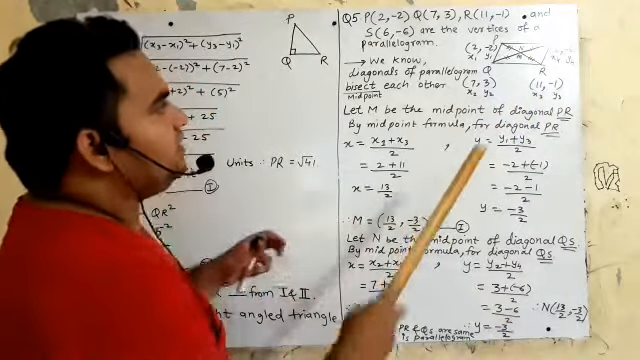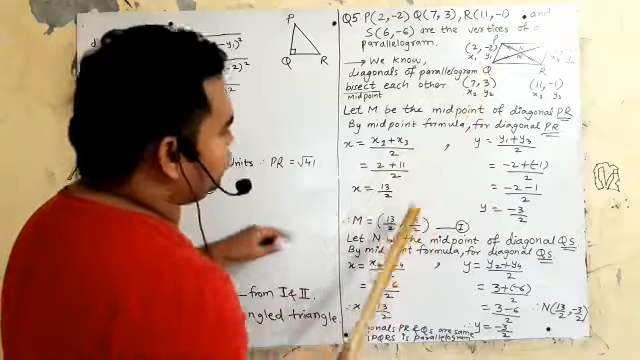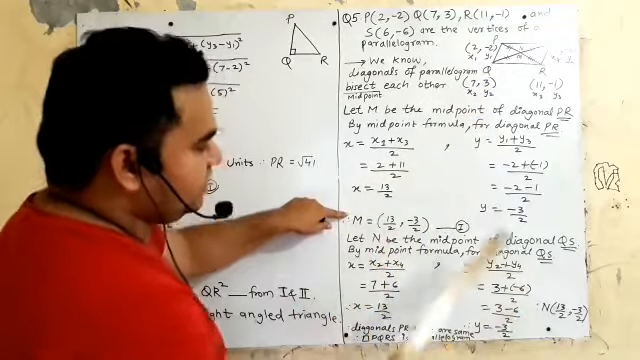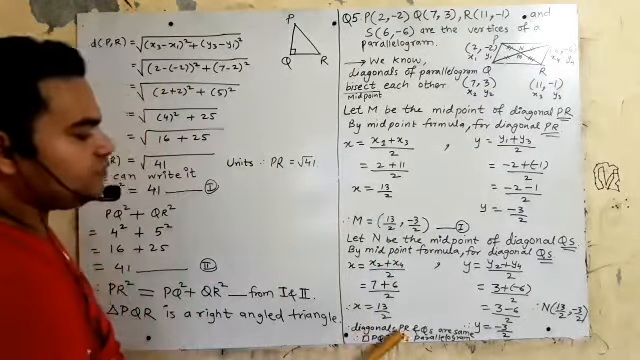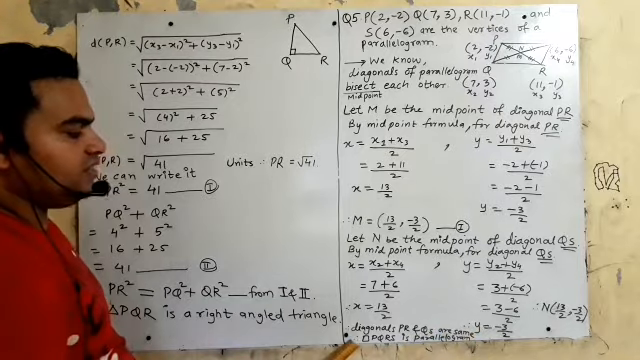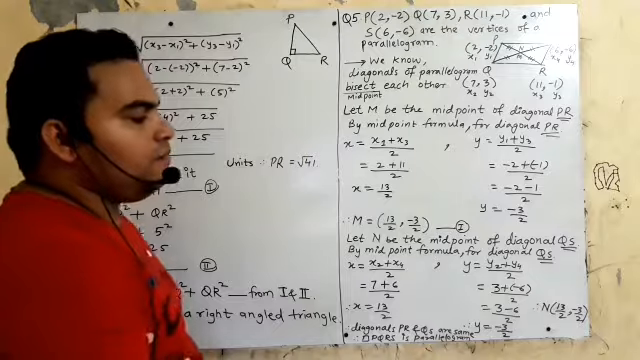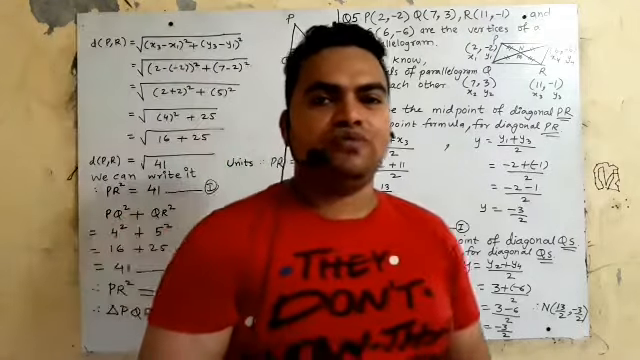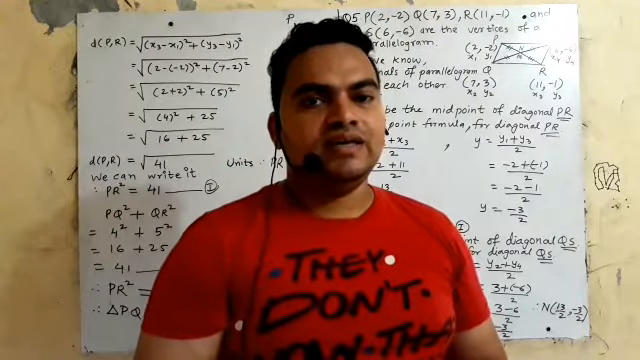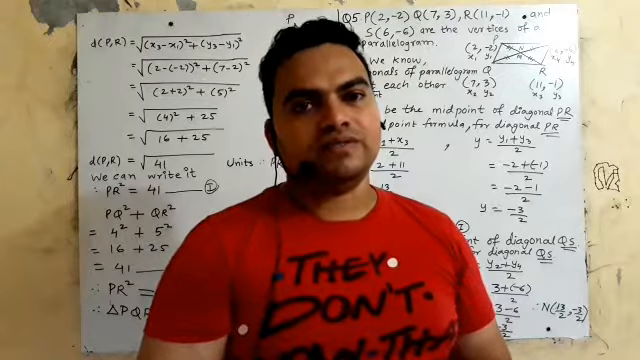Is it clear? And the answer of both midpoints should be the same. Both are the same. That's why I can write that the diagonals PR and QS bisect each other. Therefore, quadrilateral PQRS is a parallelogram. Hence, it is proved. I hope you understood. Is there any problem? Please ask me your doubts.